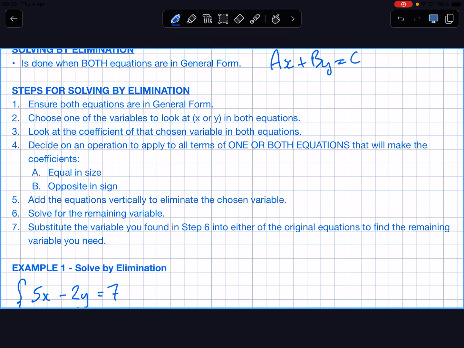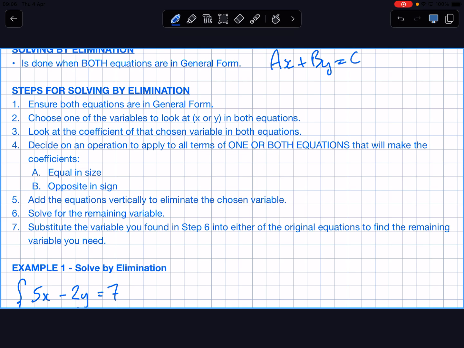And then step 4 is the hardest step. You need to decide on an operation that you apply to all the terms of one or both equations that will make the coefficient you're looking at equal in size and opposite in sign. Right now, that's a whole bunch of words. They're true, but they won't make sense to you until we do an example, so don't worry about it until after. Step 5, add the equations vertically to eliminate the chosen variable.